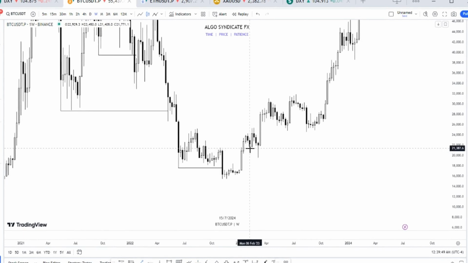Look at it. What do you think you're seeing? The three candlestick formation here as well.